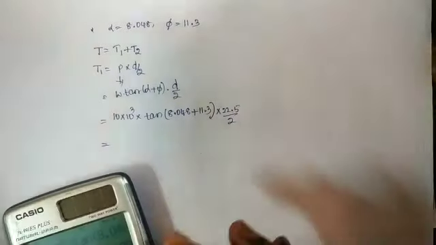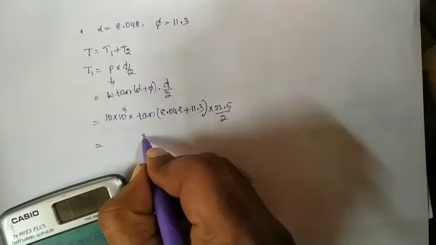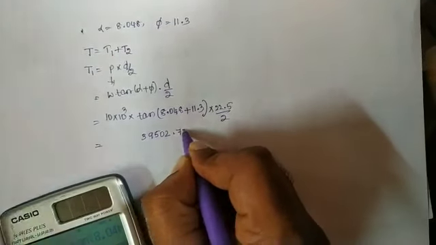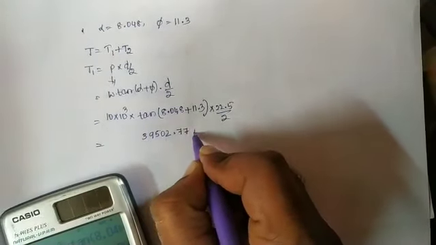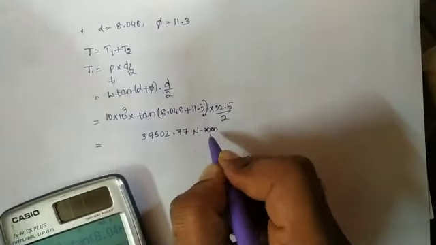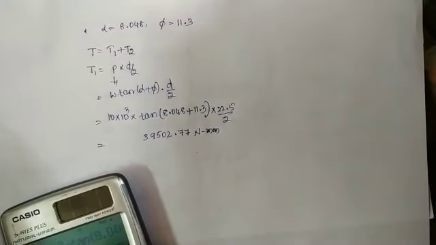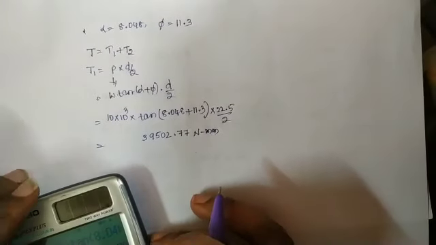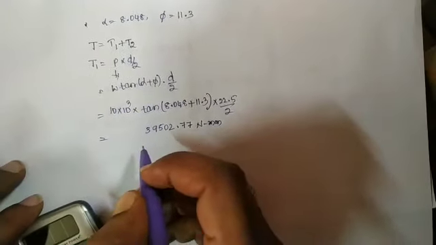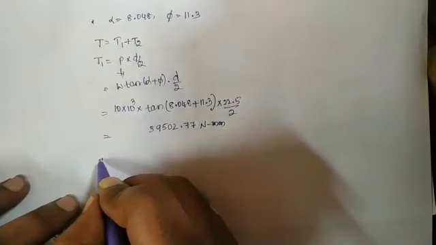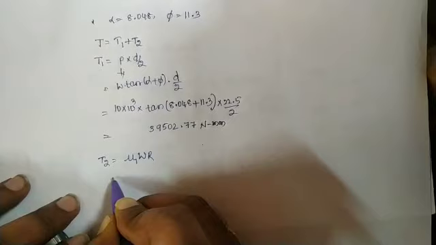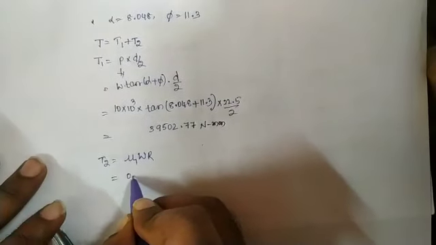Then T1 equal to 39502.77 in terms of Newton mm. The next, T2. So T2 equal to mu1 into W into R. So mu1 equal to 0.15.